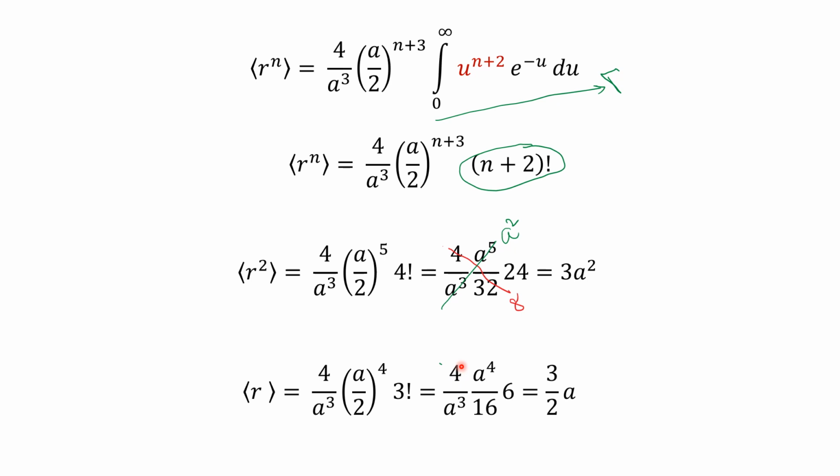Now you divide this 4 and 16, you will get 4, and a cube with a to the power 4, you will get a. Then again, if you divide 6 over 4, you will get 3 by 2 and this a. The expectation value of r is equal to 3 by 2 a, where a is the Bohr radius. So we have solved part A. Now we will move on to part B.